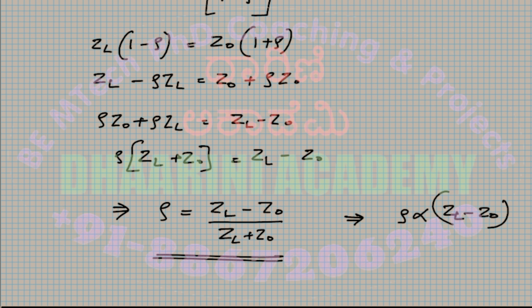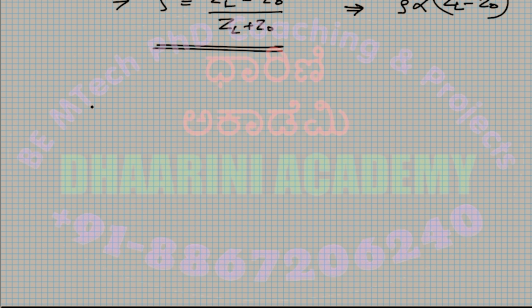Whereas if ZL and Z0 differ by a huge amount, if that gap is more, definitely this rho is going to be more, indicating that there is a larger amount of reflection happening. Okay, fine. That's the meaning of this. Now let us look at various possibilities. What happens to rho for various types of lines? So let's go to that. This is also a very important concept.